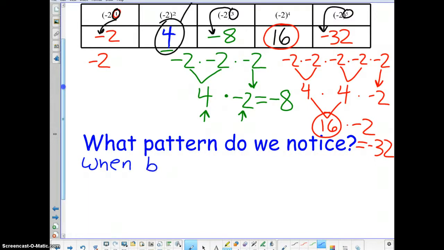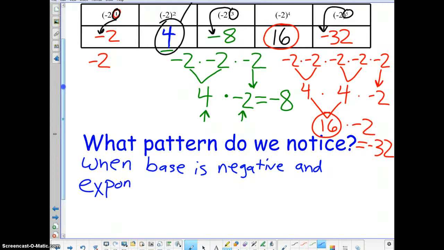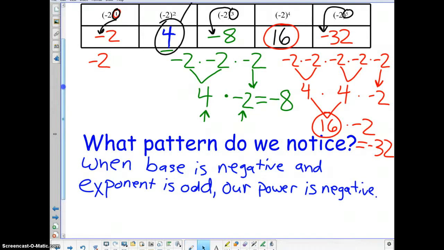So when the base is negative and the exponent is odd, comma, our power is negative. Okay? So when the base is negative and the exponent is odd, just like it is up in our table, the power is negative. You see how our answers are negative 2, negative 8, negative 32. Right? And that is true for all cases where the base is negative and the exponent is odd.